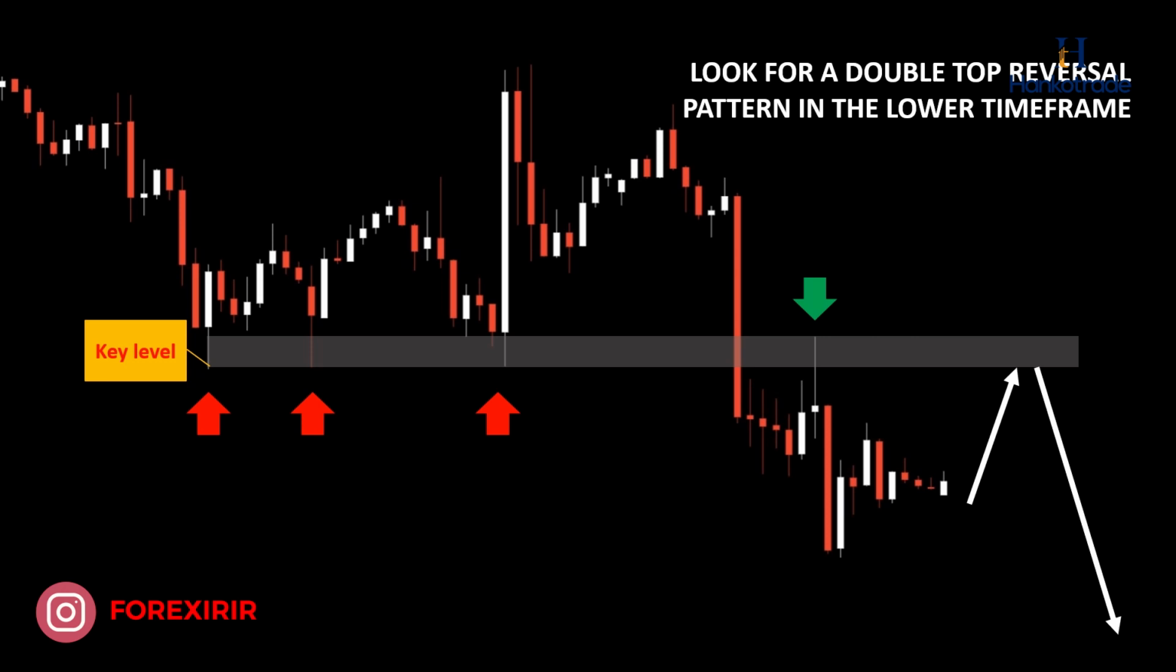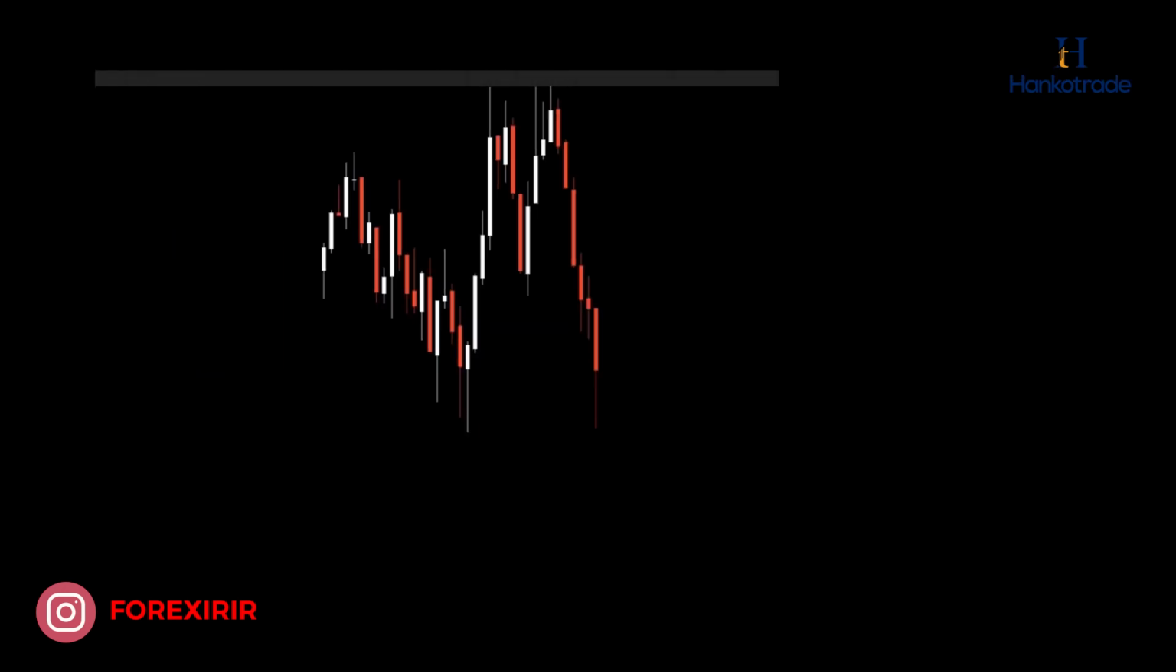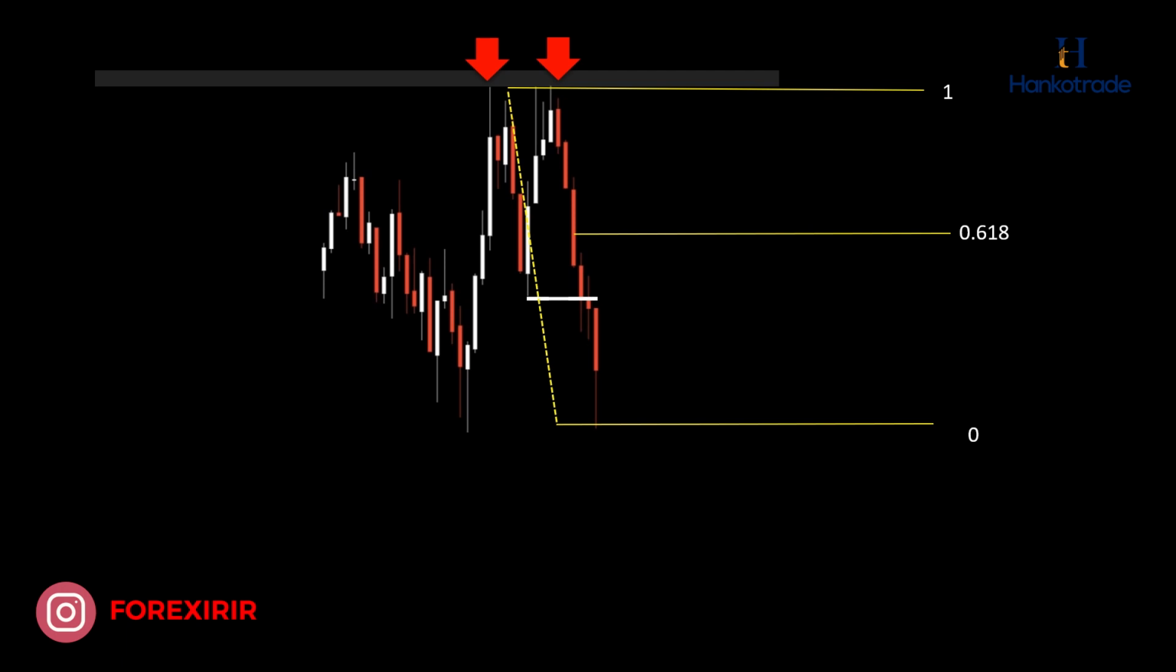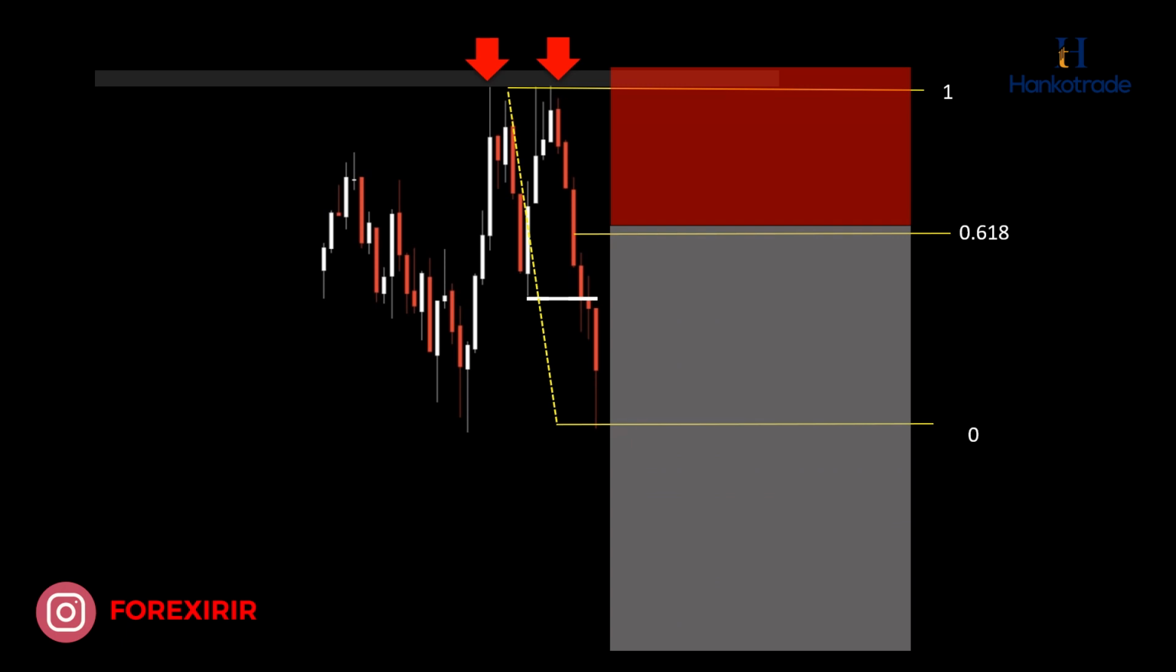Let's zoom in on the 5-minute chart for a closer look. Here, we can observe that the market has formed a double top pattern, breaking the neckline to the downside. To execute this trade, we employ the retracement tool, starting from the beginning of the move to the end, and then place our sell limit order at the 61.8% retracement level. Stop loss is set above the swing high, and we target the next level in front of the price, creating a risk-to-reward ratio of more than 1 to 2.